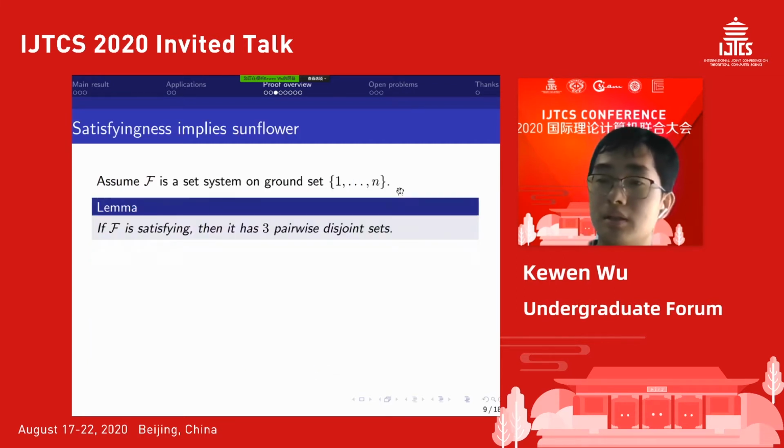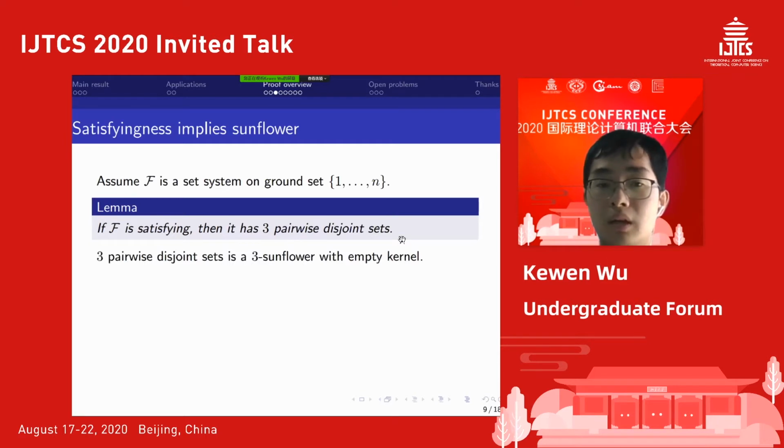So why does this actually give a robust version of sunflower? That is because we have the following lemma. Still, assume F is a set system, and we assume the ground set is 1, 2, 3 up to n. Then we can show the following lemma. If F is a satisfying set system, then it has 3 pairwise disjoint sets. And in particular, 3 pairwise disjoint sets is a 3 sunflower with empty kernel.